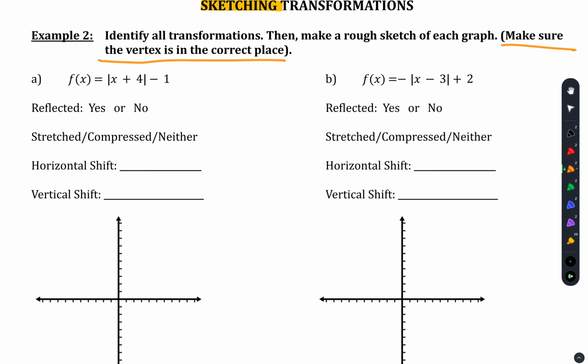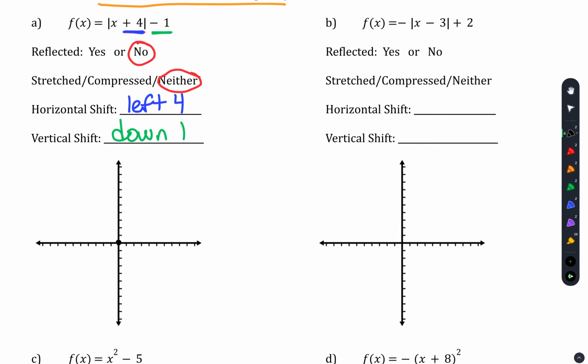Letter A. Does this graph get reflected, yes or no? No, it's a positive A value, so not a reflection. Does this graph get stretched or compressed? Neither. What's my horizontal shift? I see that plus 4 on the inside. Plus means left. We're going to move left 4. And then up or down? Down 1.